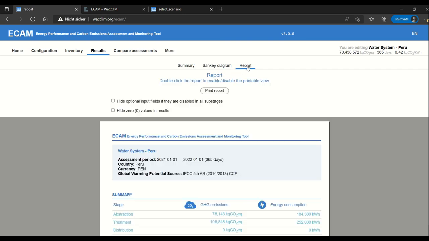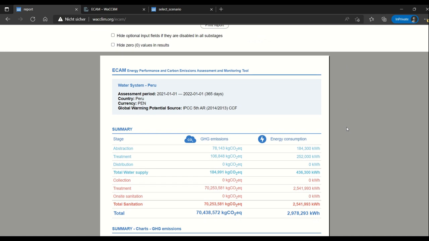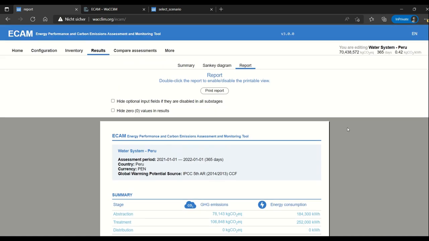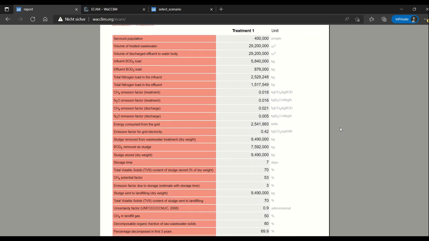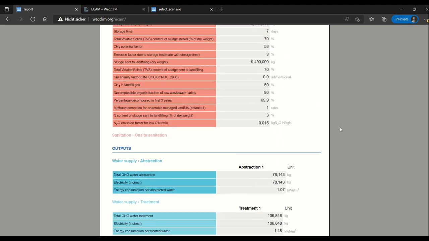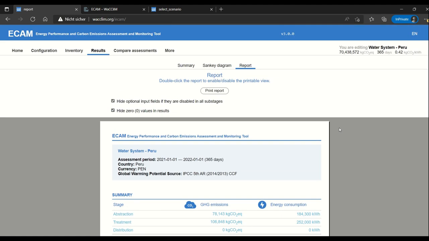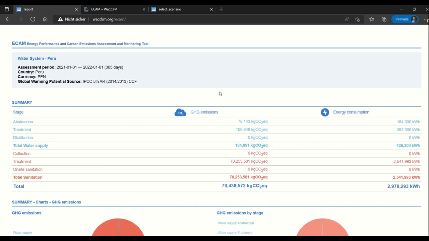Finally, the report gives a summary of all of these charts that I just showed you all. There are also some options for the report. You can hide optional input fields, and you can also hide zero values. This way the report gets much smaller and concise. And then you can download the report by clicking print report.